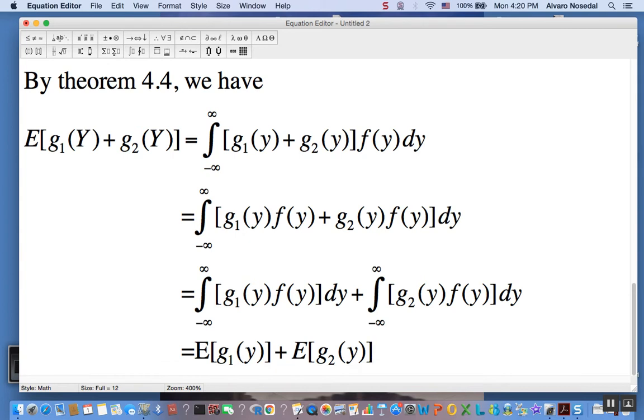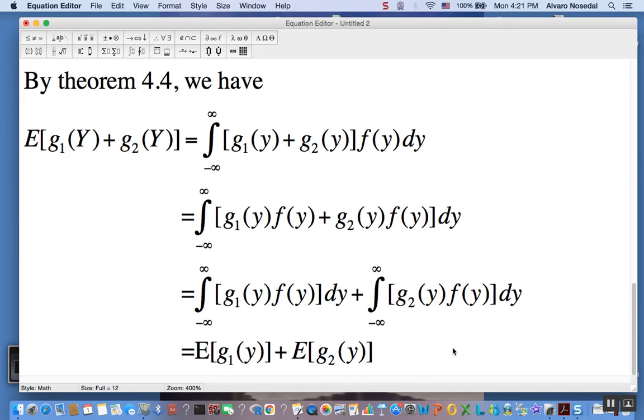And we are done. Note that if instead of two terms here we had k terms, then we would have g1 at y plus g2 at y plus dot dot dot gk at y. We would have the same here, but we would have k terms. In that sum, we would use the linearity of integrals, and we would have the same conclusion, that the expected value of a sum is the sum of expected values. Okay?